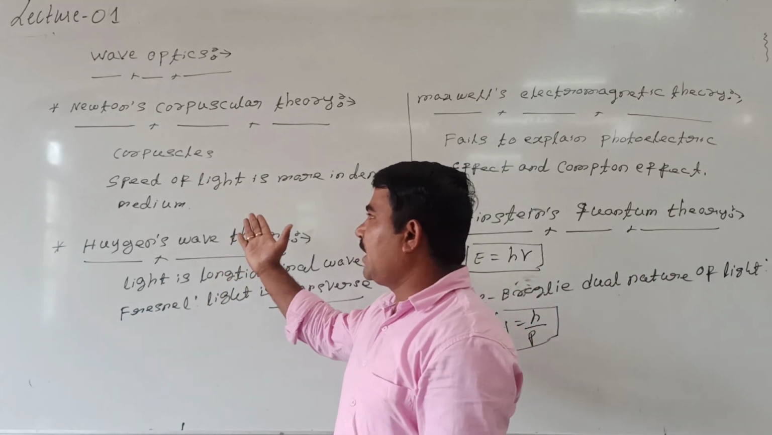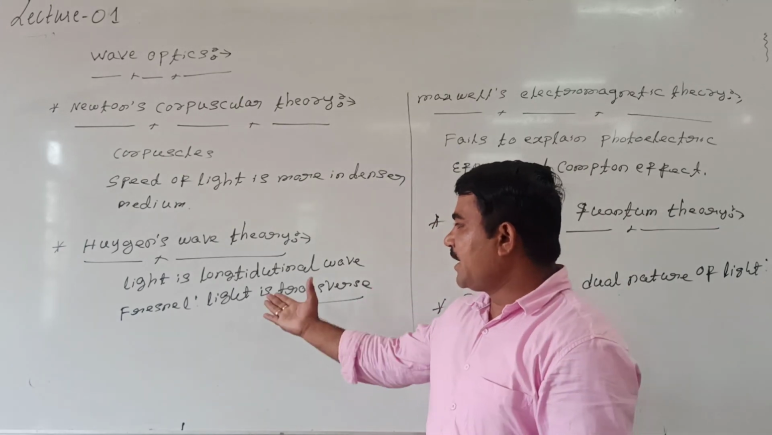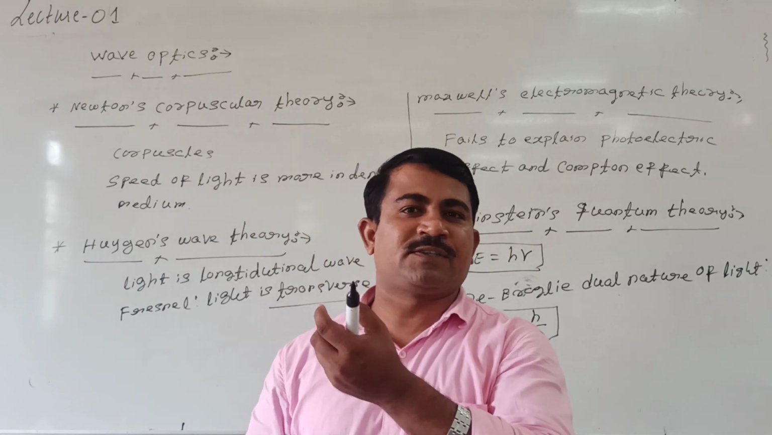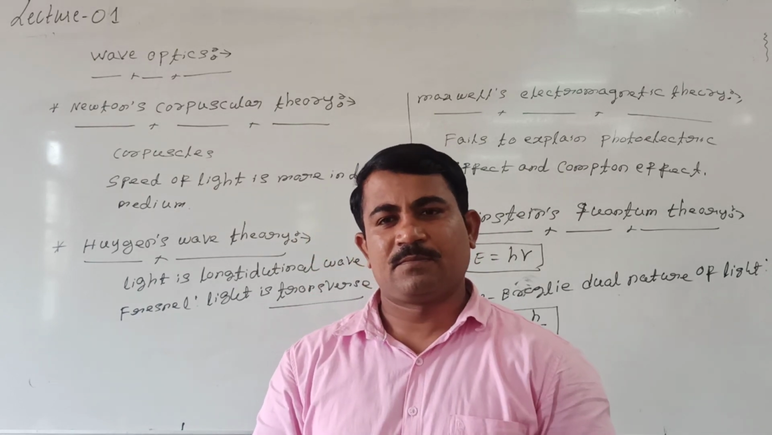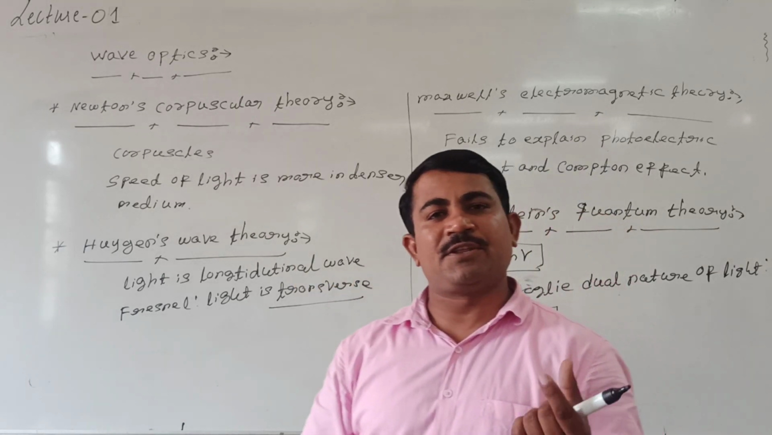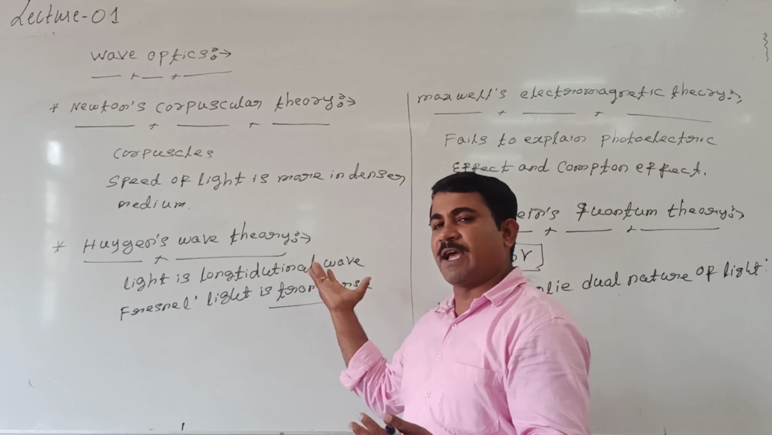Newton's corpuscular theory explains reflection and refraction of light. Huygen's theory explains reflection, refraction, diffraction, interference, and polarization of light. But it failed to explain that light is transverse in nature. Due to that factor, Huygen's theory was rejected.